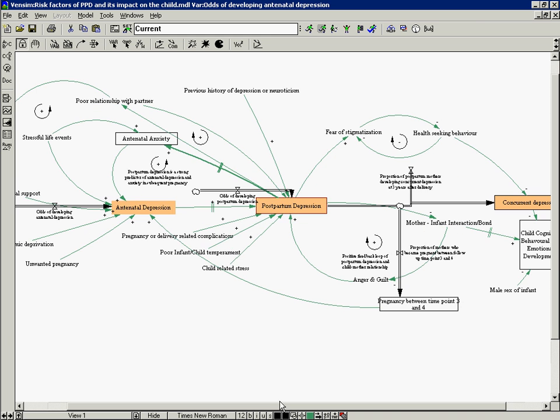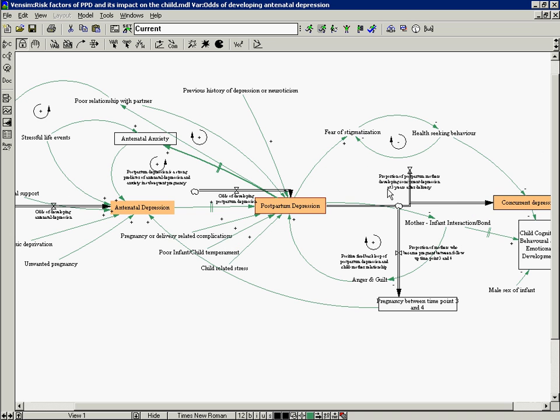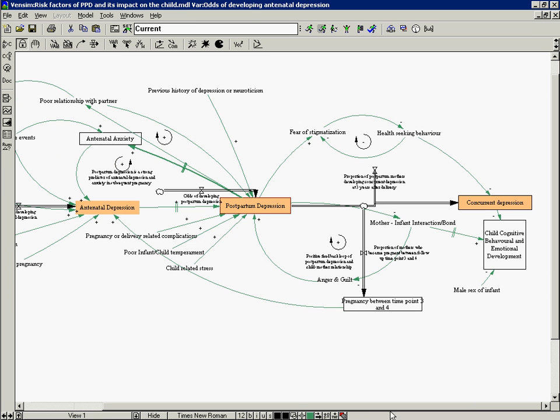Okay, so broadly we have a sort of spine of this diagram going from progressive levels, I think, of progressive timings associated with depression. So antenatal, so before birth, after birth, and then concurrent depression. Yeah, this is longer term, sort of at the time of childhood. And there are some factors that are affecting this. For example, health-seeking behavior, seeking out care, is lowering the likelihood of concurrent depression.